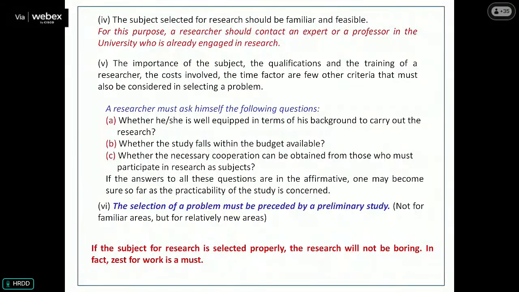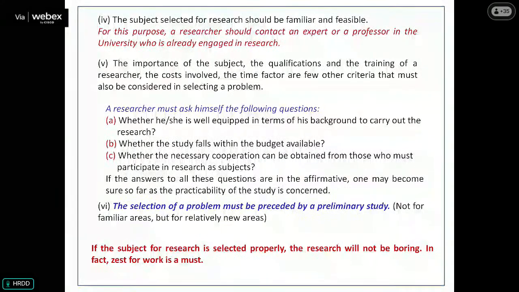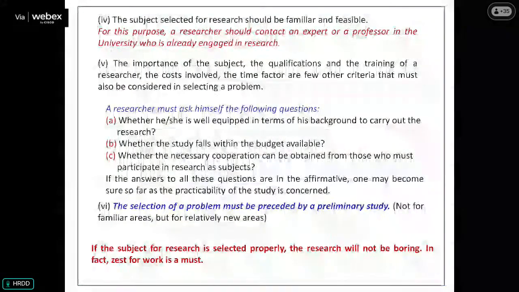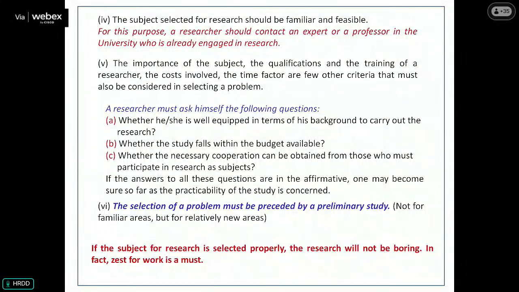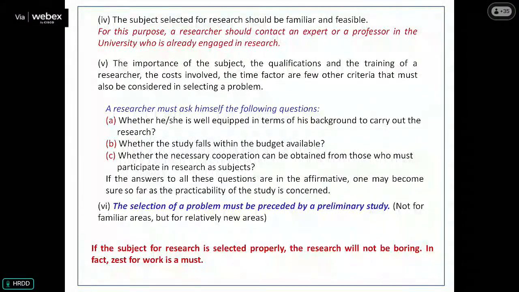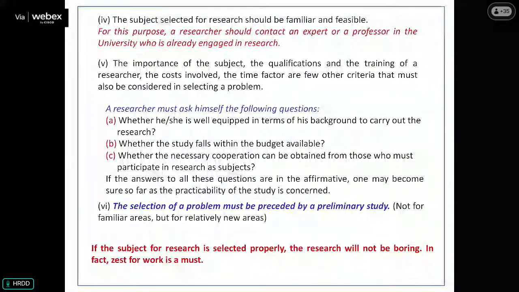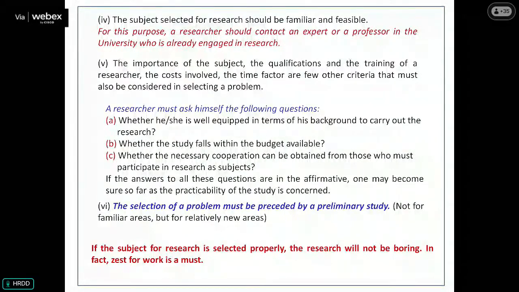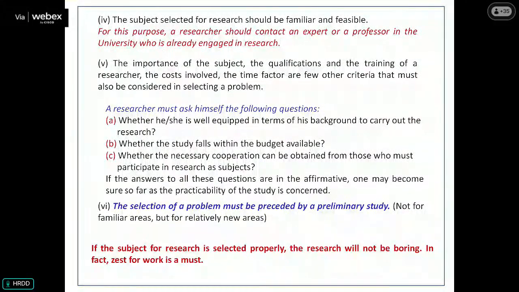Whether the necessary cooperation can be obtained from those who must participate in research as subjects. As I told you, you prepared hafnium oxide. You said, no, we collaborated. So you have to keep in mind that everything is not possible within the same lab. Collaboration is part and parcel of today's research. Most of the people who have come, you will collaborate with somebody for some help. It's a cooperation by which the present scientific community is working. So a huge number of collaborations. You go to another lab, you send your samples, or some sample comes from somebody.